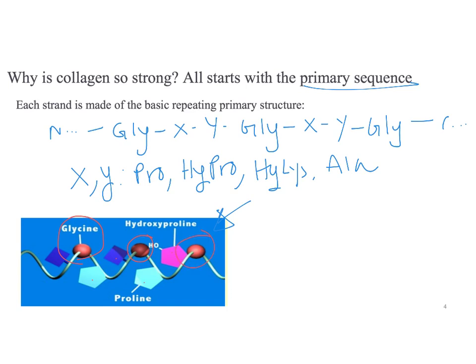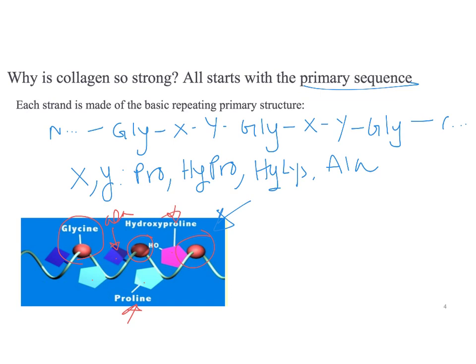So it's really important that glycine be the third residue, and then what's making up the residues in between is mostly proline and hydroxyproline. And those are the ones that some of you keep saying look like a house. And yes, they do kind of look like a house. This would potentially be an alanine right there. Okay, so what the heck are hydroxyproline and proline?